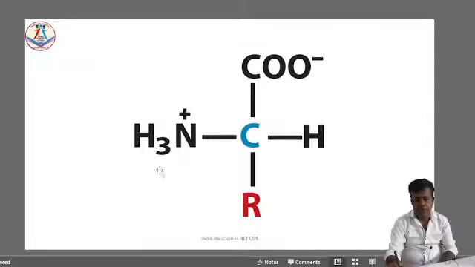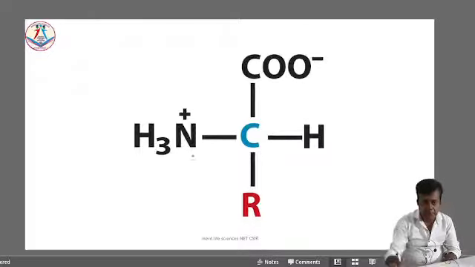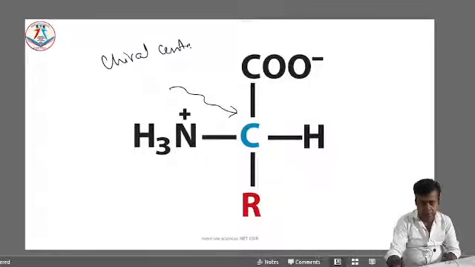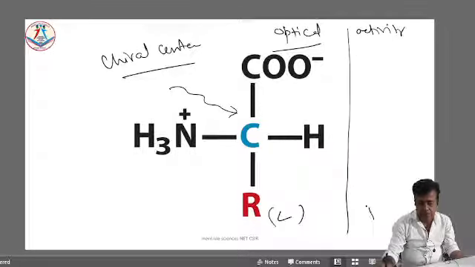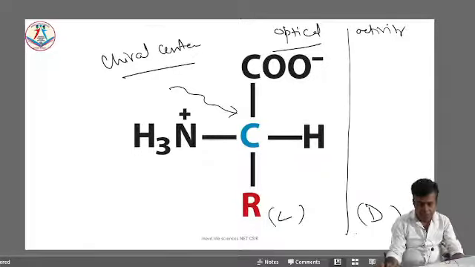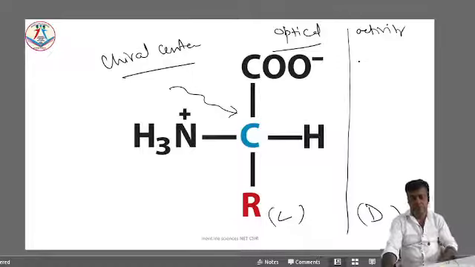This is the chiral center, you can see. These four are different, therefore this center is called the chiral center. Okay? So what is the benefit of having a chiral center? Sir, optical activity. Yes, very good. Because optical activity is very important. Why is optical activity very important? There is one form L, another form will be D. So what is the benefit of being a chiral center or optical activity? Because what are the structures that are superimposing over each other? That is the kind of optical activity.